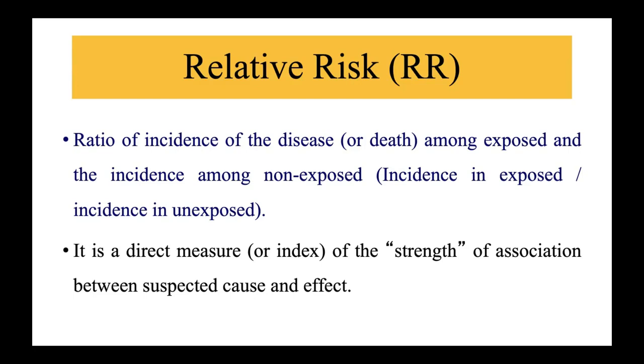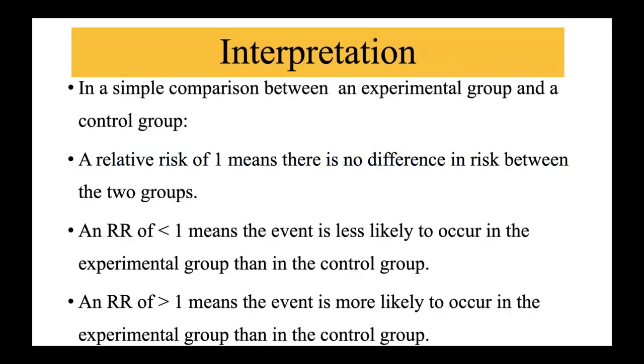Sorry sir, can you say it in English? Your answer is here in this question. If the relative risk is lesser than 1, it means the event is less likely to occur in the experimental group. If the relative risk is greater than 1, it means the event is more likely to occur in the experimental group.